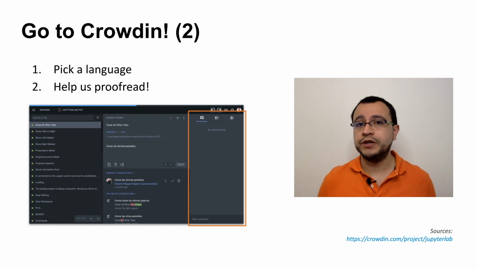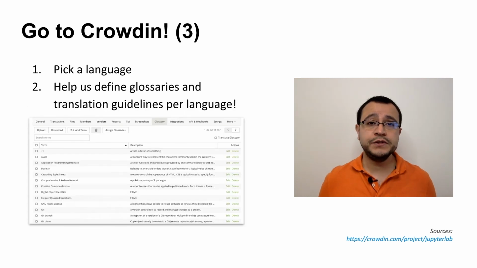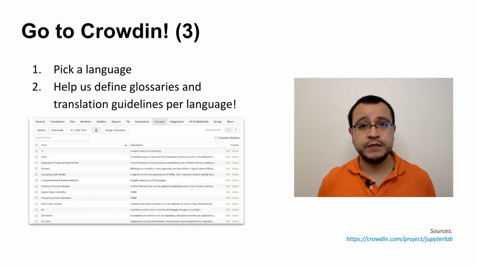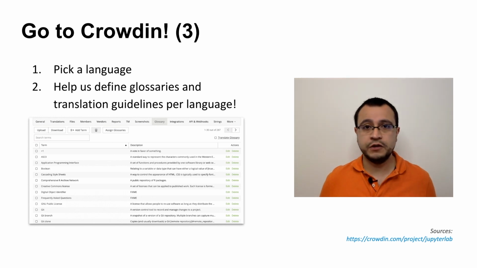You can also go to Crowdin, then pick a language and help us create glossaries and maintain them. These are the definitions of some technical terms that aid collaborators in the translation process. You can help them define styles, guides, to keep consistency as mentioned before.